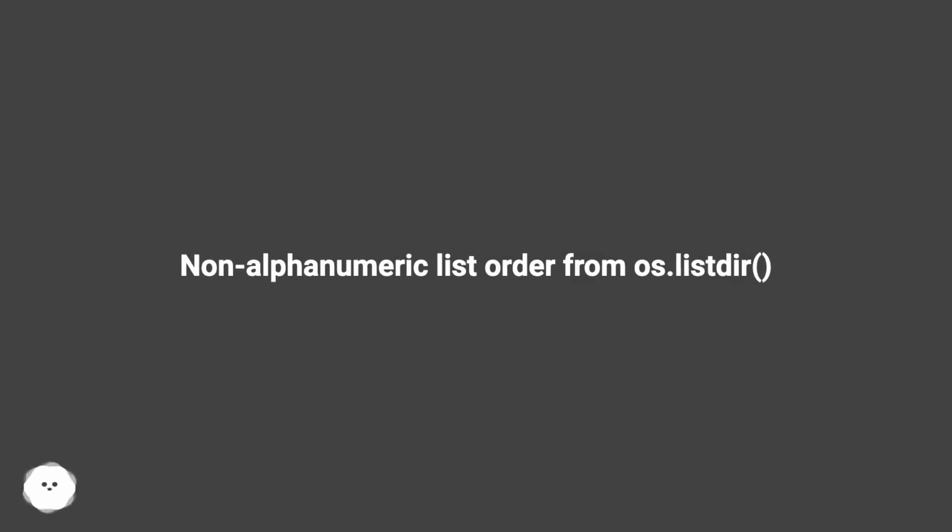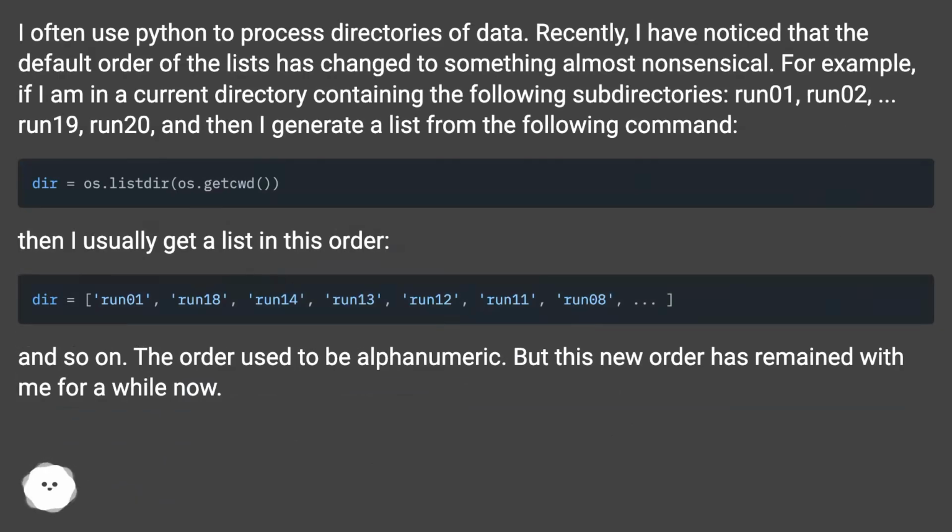Non-alphanumeric list order from os.listdir. I often use Python to process directories of data. Recently, I have noticed that the default order of the lists has changed to something almost nonsensical.